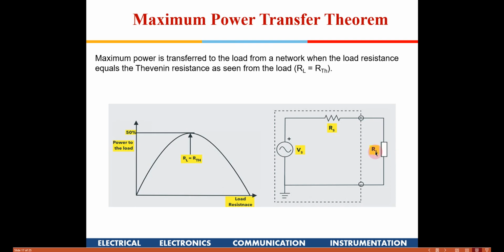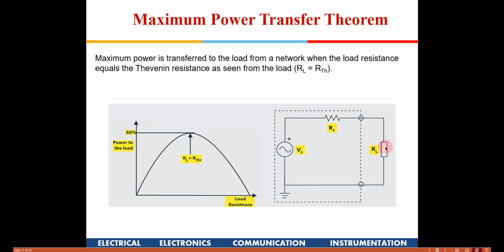That means the maximum value of V square by RL will be at this point when RL is equal to RTH. And what is very pertinent to note here is that at that point it will be 50% efficiency. That means if this source is generating 100 watts of power, 50 watts will be dissipated here and 50 watts will be available here.